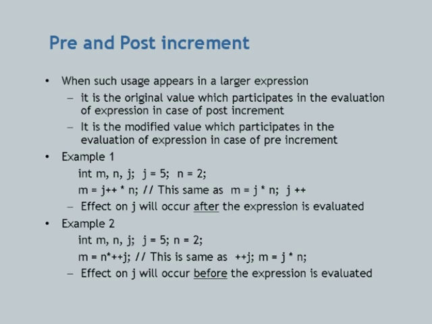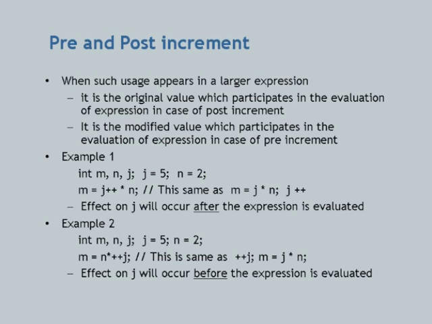Consider m and j as integers, and j is given an arbitrary value 5 and n is given value 2. If I write m = j++ * n, which is a valid legal expression in C, this will be interpreted as m = j * n; j++, meaning thereby that when this expression is evaluated, the original value of j is used to multiply it by n. Since j is 5, n is 2, in this case 5 into 2 is 10, m will get the value 10. It is only after this assignment operation is completed, expression evaluation and assignment operation is completed, j will be incremented to j++.